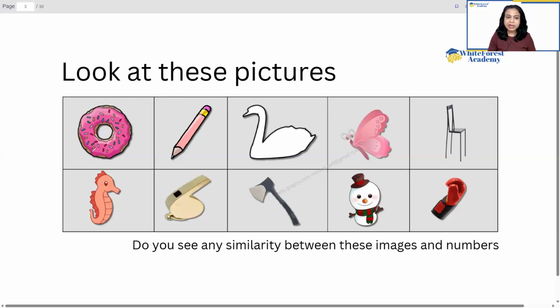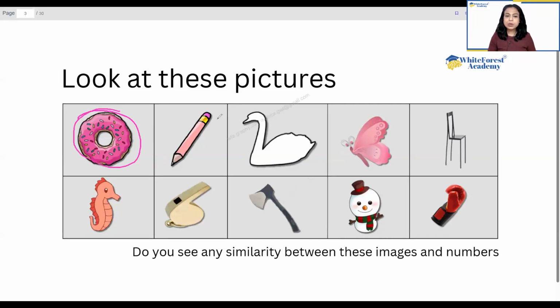Donut actually looks like 0. Pencil looks like 1. Swan looks like 2. Butterfly looks like 3. Chair looks like inverted 4. Seahorse looks like a 5.